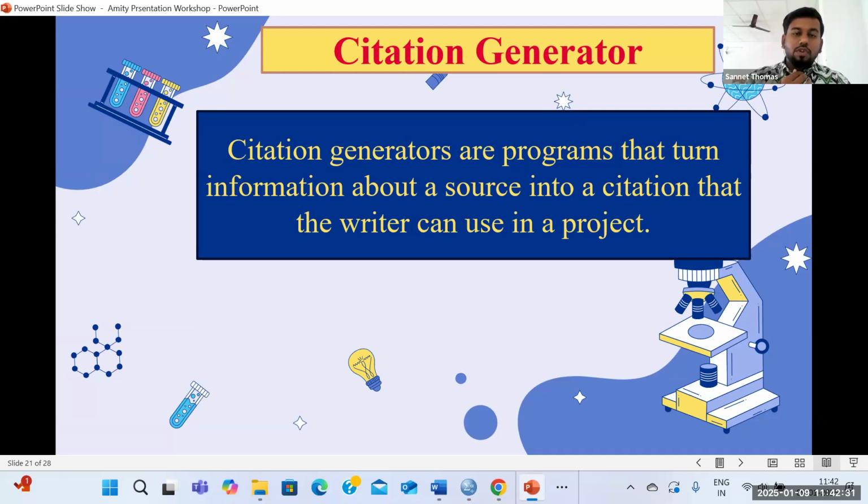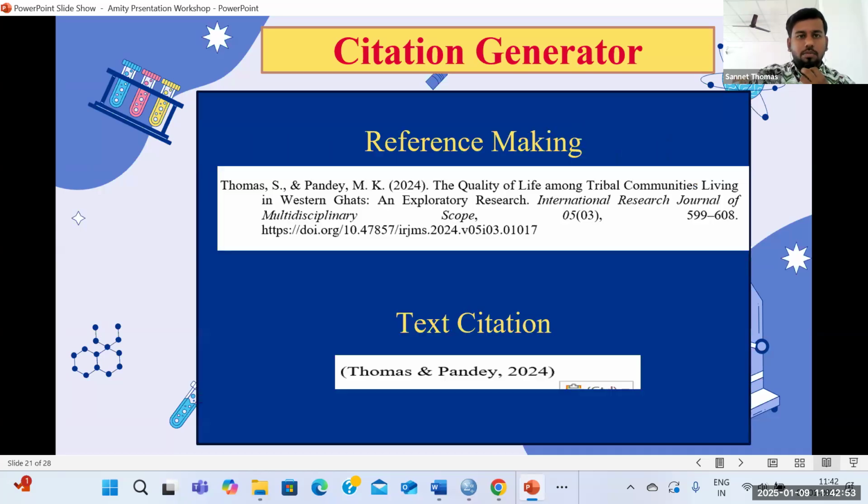In psychology, we follow the APA format, that is the American Psychological Association format. But in other subject domains, they follow the MLA format, Vancouver style, and different formatting. So when it comes to psychology, we use the APA format.